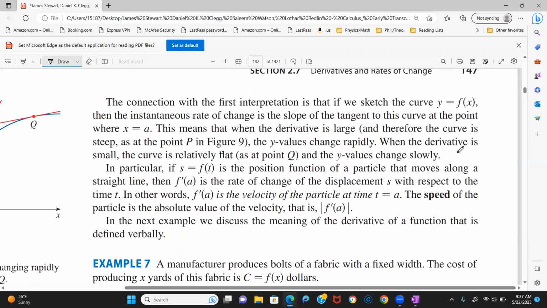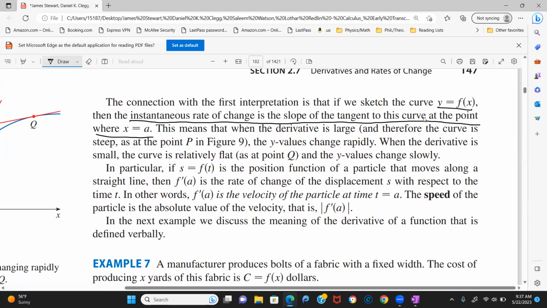So the connection with the first interpretation is that if we sketch the curve y is equal to f of x, then the instantaneous rate of change is the slope of the tangent line to this curve at the point where x equals a. So these are just two ways of thinking about the same thing. They have this tangent line approach to thinking about derivatives, where you have this instantaneous rate of change. And the connection is that the instantaneous rate of change just is the slope of the tangent line, and vice versa.